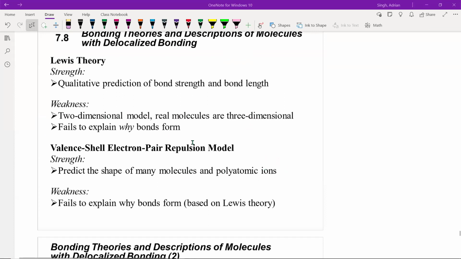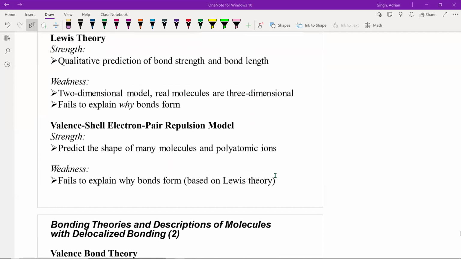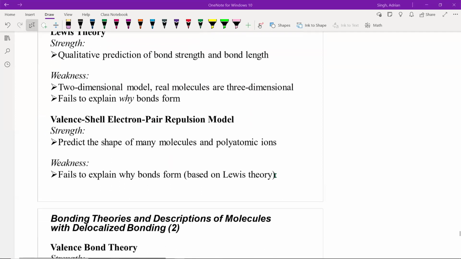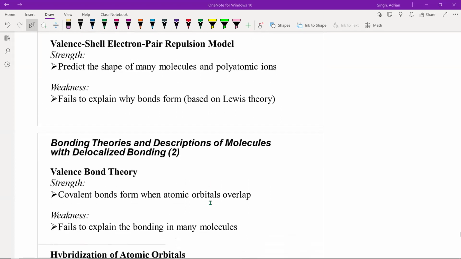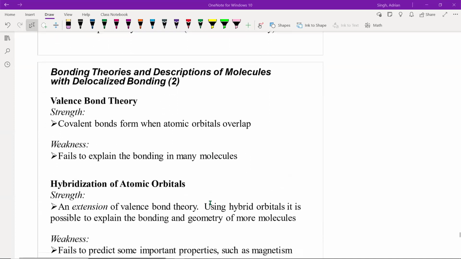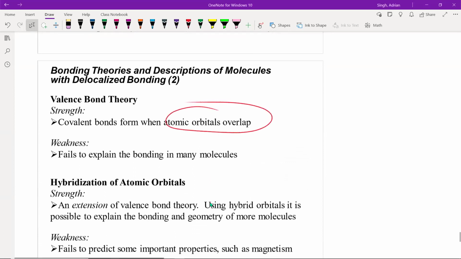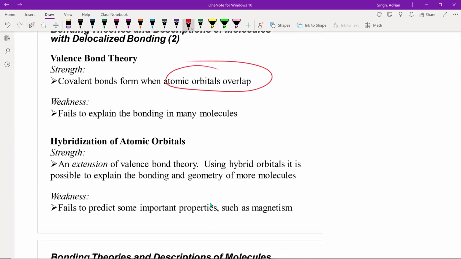VSEPR, which is an extension of the Lewis theory, helps us predict the shape of lots of molecules and polyatomic ions, but it also suffers from the same weakness as Lewis theory, in which it fails to explain why bonds form in the first place. Valence bond theory, VB theory, that we talked about, has a strength in that it explains the formation of covalent bonds through the overlap of atomic orbitals. However, it still fails to explain the bonding in several other types of molecules.